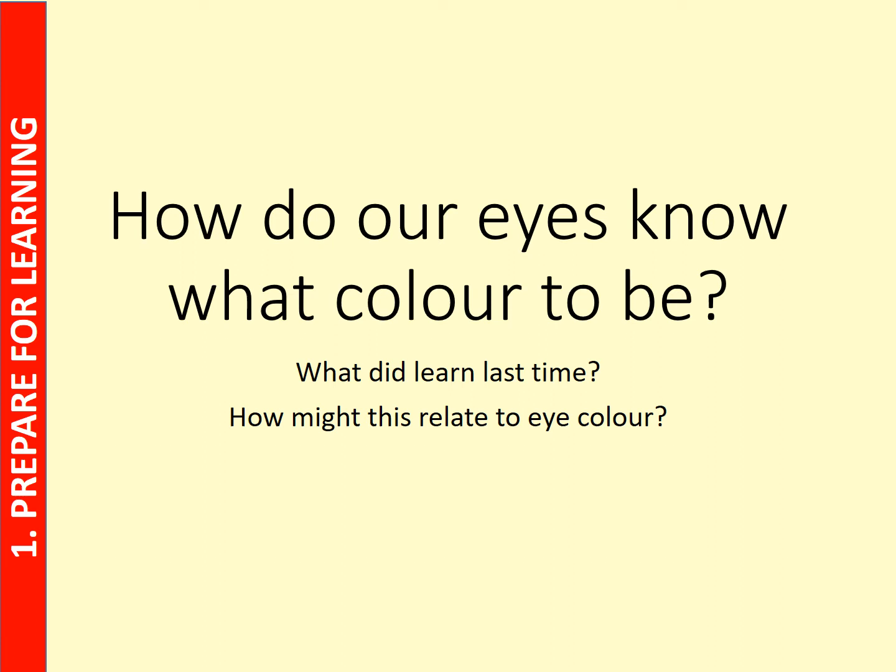We are expanding our horizons in the genetics topic. We're going to have a look at why our eyes are the colour that they are. We're going to have a look at how we get bits of information from our parents and how our body uses that information to give us a characteristic like eye colour.